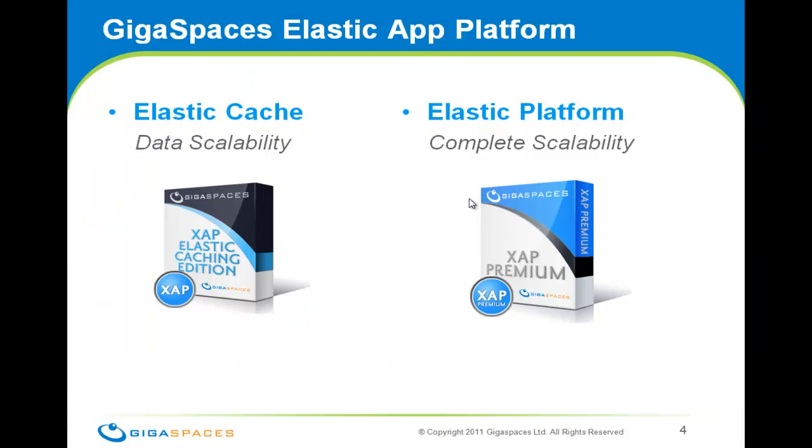The product itself comes in 2 flavors. One is called the Elastic Cache, which deals with data scalability, and the other is the Elastic Platform, which deals with end-to-end scalability, meaning the ability to scale not just the data part of the application, but the end-to-end part from the load balancer down to the database. With that, I'll finish the introduction to Gigaspaces and hand over to Tomer.